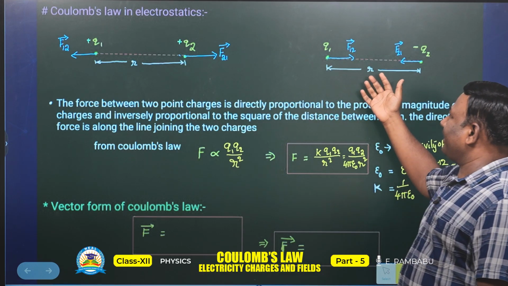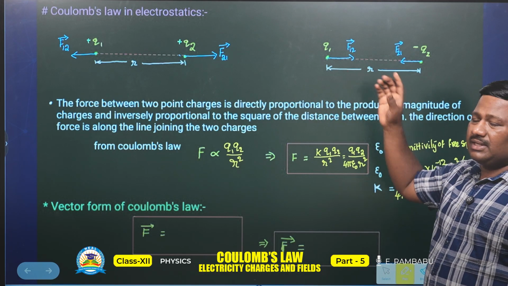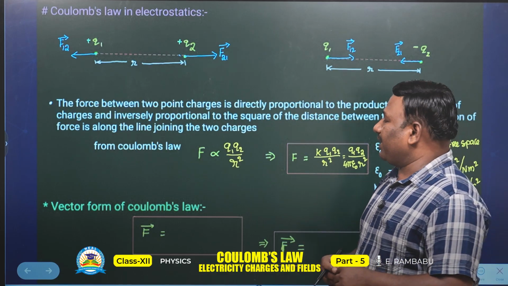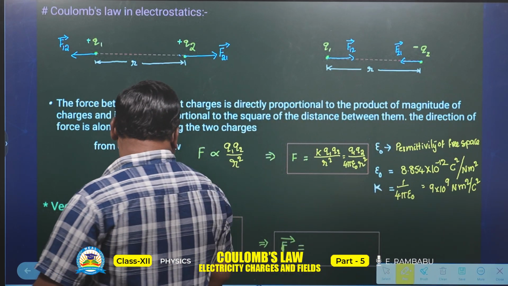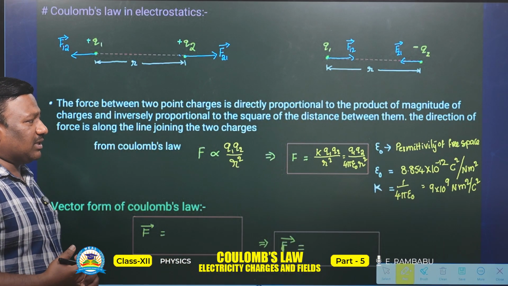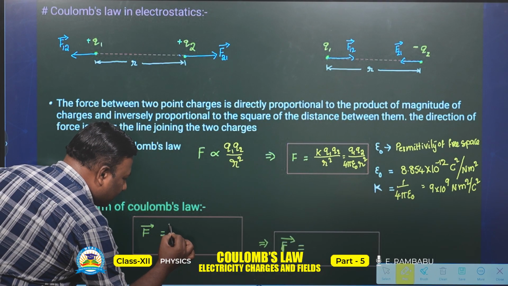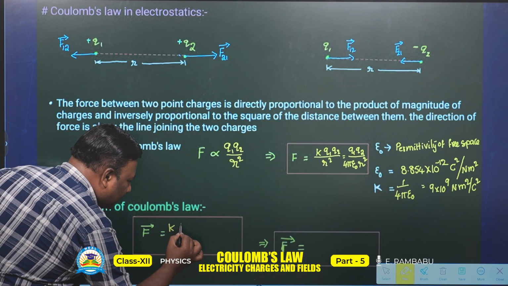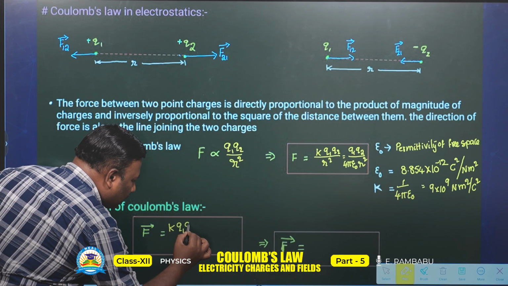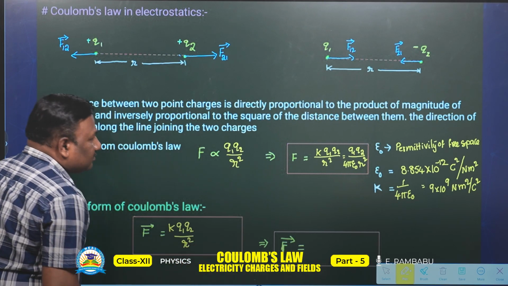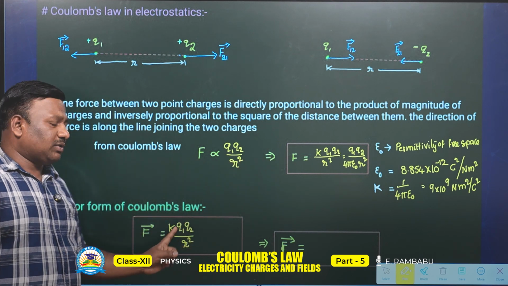Whenever you take unlike charges, between them there is an attractive force. That force must have a direction because it is a vector quantity. Now we are going to take the vector form of Coulomb's law. The vector form of Coulomb's law is F bar is equal to K into Q1 Q2 by R square. This is the formula from Coulomb's law.